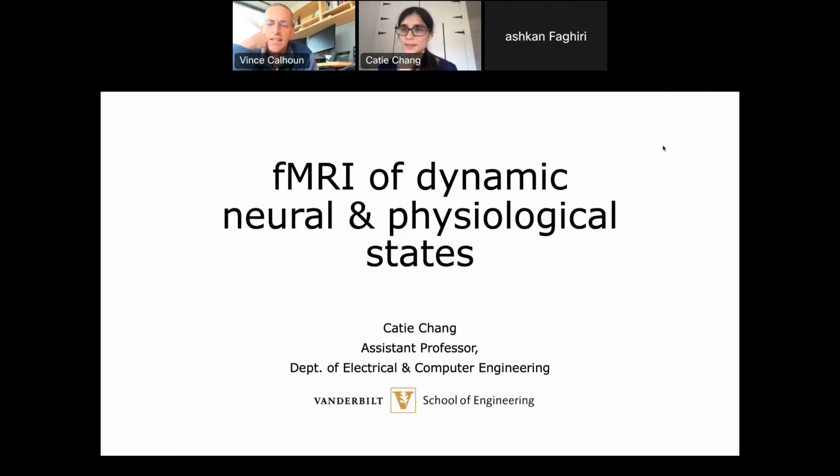Katie is currently an assistant professor of electrical and computer engineering, computer science, and biomedical engineering at Vanderbilt. She received her PhD from Stanford and was a postdoc at the NIH Intramural Research Program. She currently leads a lab called the Neuroimaging and Brain Dynamics Lab, and she's focused on advancing our understanding of human brain function through techniques for analyzing and interpreting neuroimaging data.